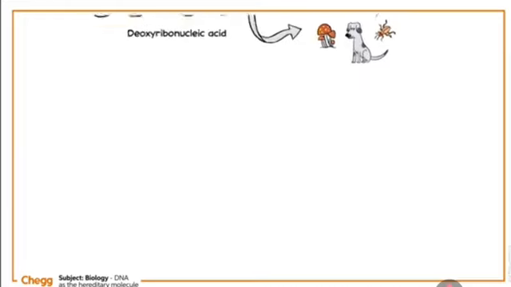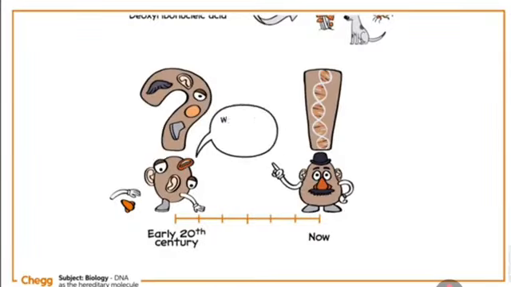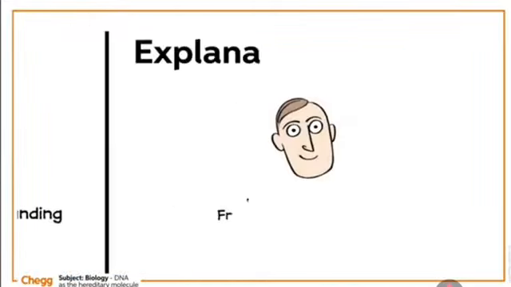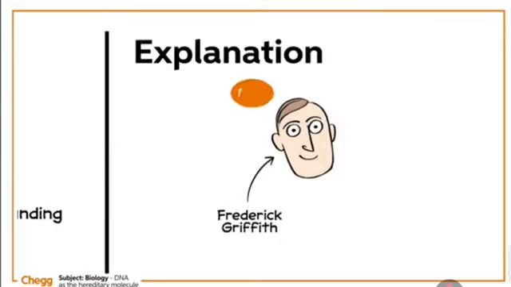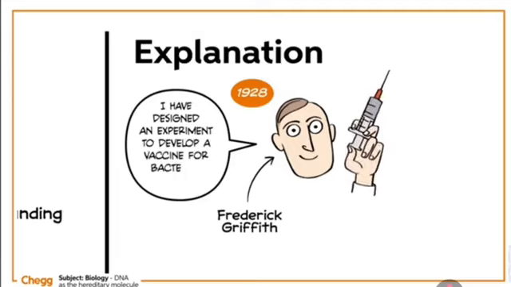But in this video, we're casting our minds back to the early 20th century, a time when even the best educated scientists couldn't identify the mysterious hereditary material. Meet Frederick Griffith, a British bacteriologist. In 1928, Griffith designed an experiment to develop a vaccine for bacterial pneumonia. Instead, he made an alternative but nevertheless valuable discovery.